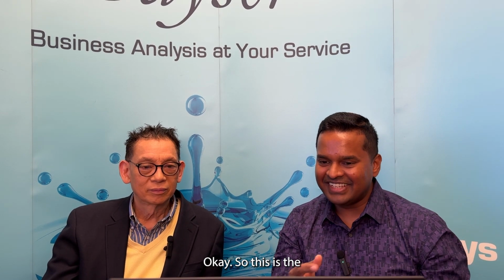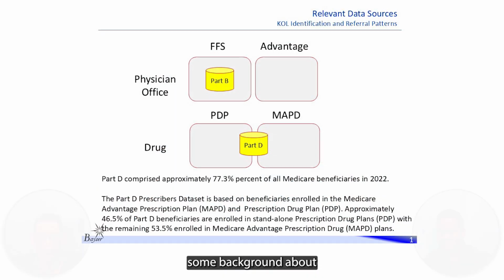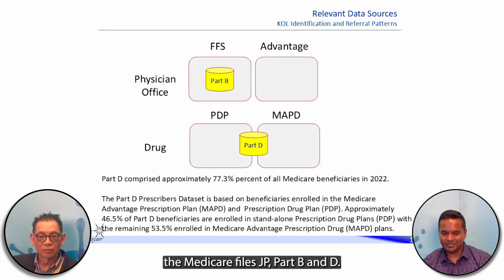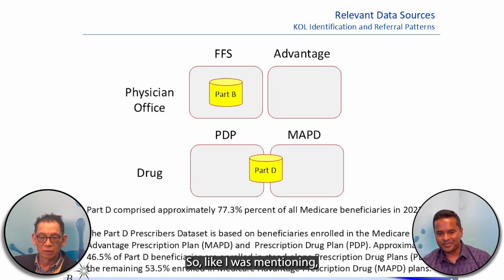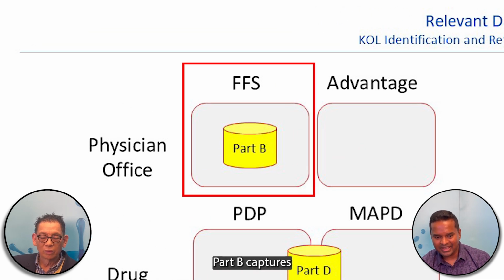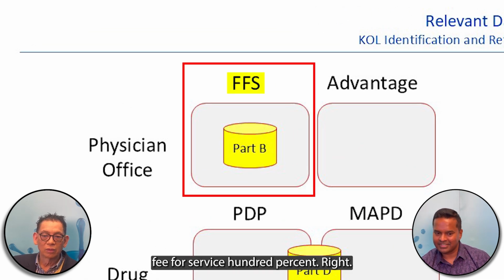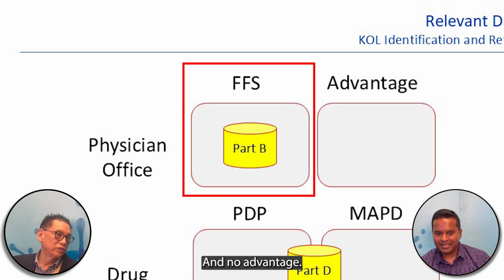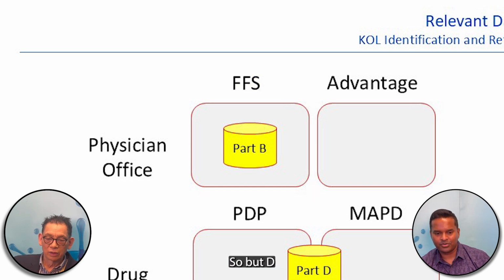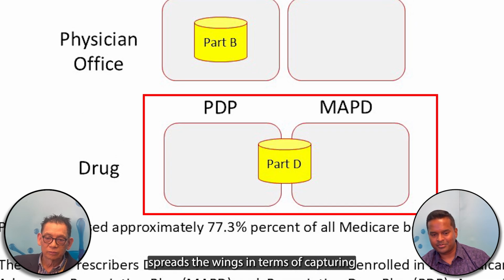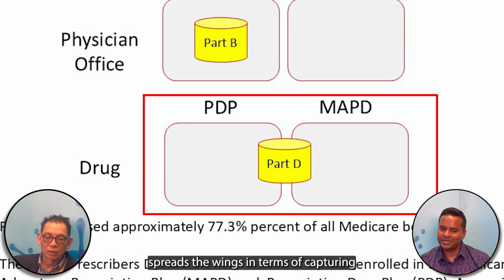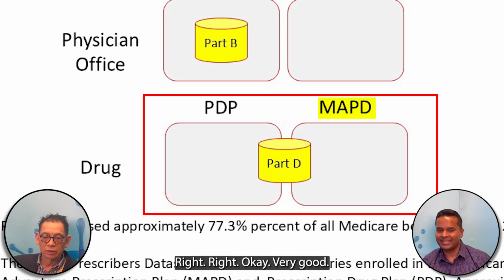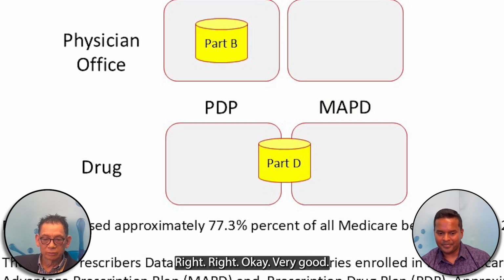Let's dive in. This is some background about the Medicare file, Part B and D. Like I was mentioning, Part B captures fee for service 100%, with no Advantage. But Part D spreads its wings in terms of capturing both PDP and MAPD.